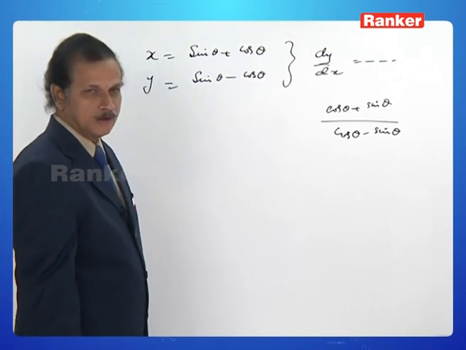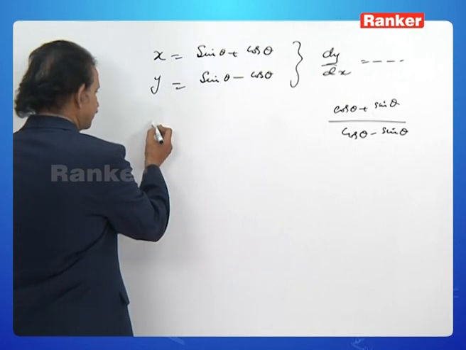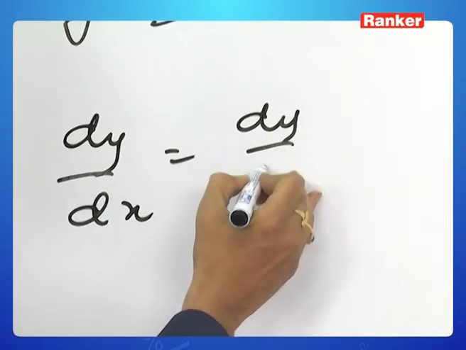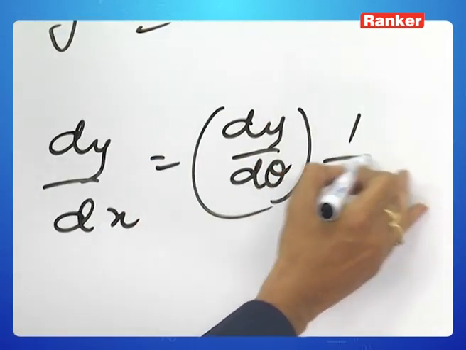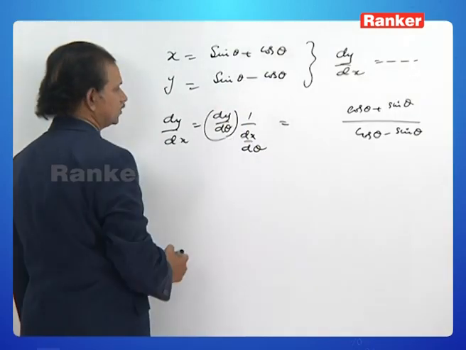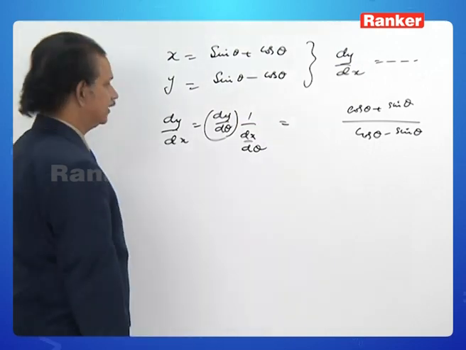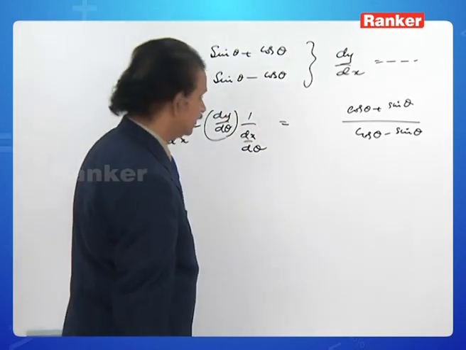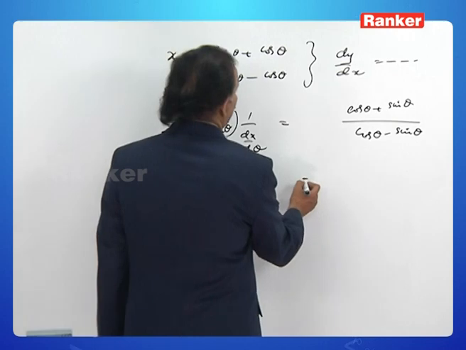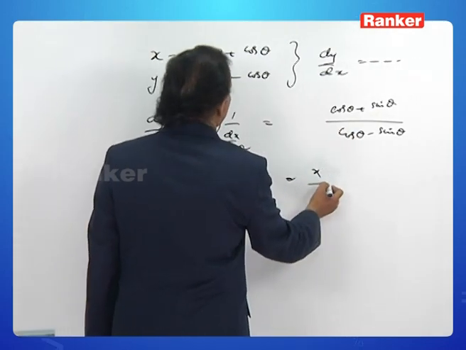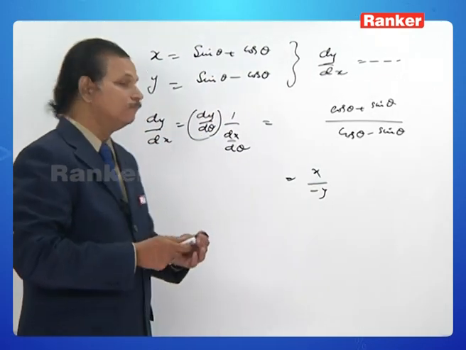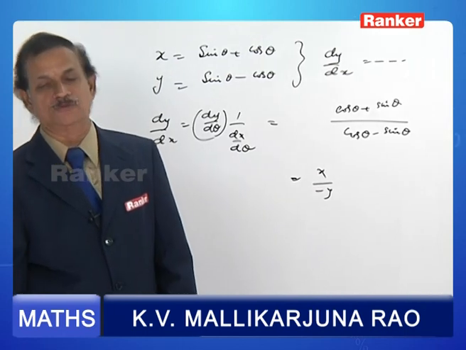Couldn't follow? Shall I explain it once again? dy by dx is nothing but dy by d theta into 1 by dx by d theta. What is dy by d theta? Derivative of sin theta is cos theta, derivative of minus cos theta is plus sin theta, so cos theta plus sin theta by cos theta minus sin theta. If you want to express it in terms of x's and y's, why not? sin theta plus cos theta is x. cos theta minus sin theta is minus y. Therefore, you can have the answer both in terms of thetas and in terms of x's.